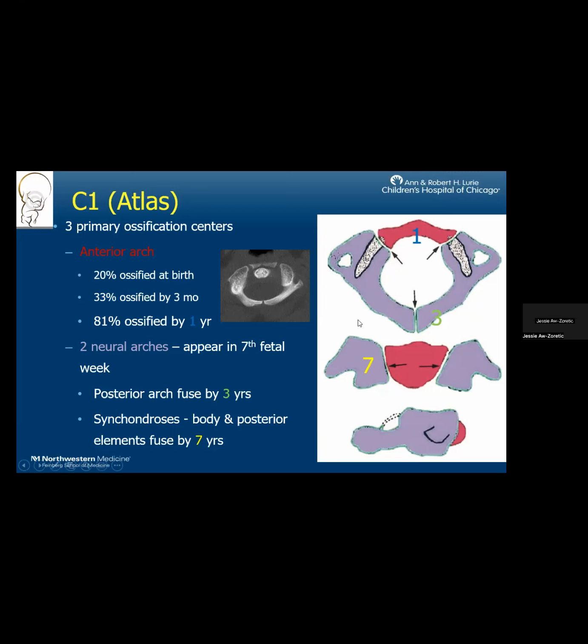Now, the neural arches fuse posteriorly by 3. I want you to remember 1, 3, and then the neural arches will fuse with the body by 7 years of age. So we have 1, 3, and 7. Hopefully that'll be nice and easy to remember.